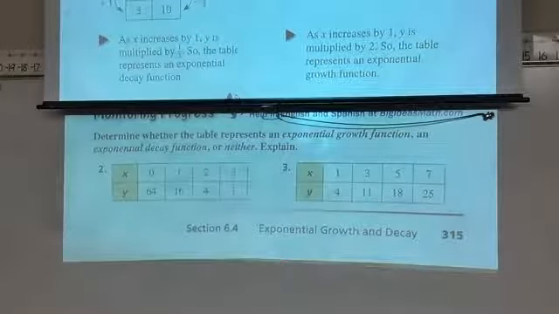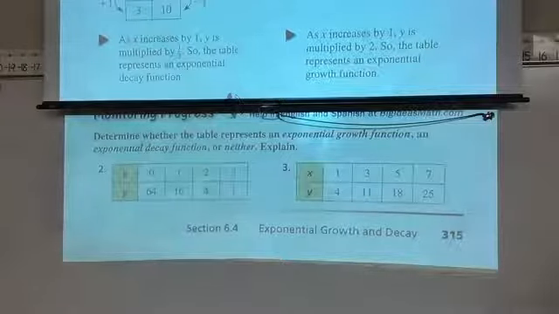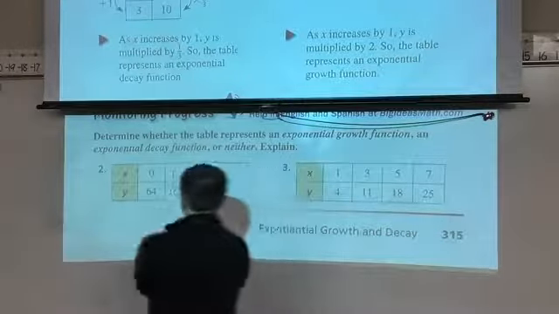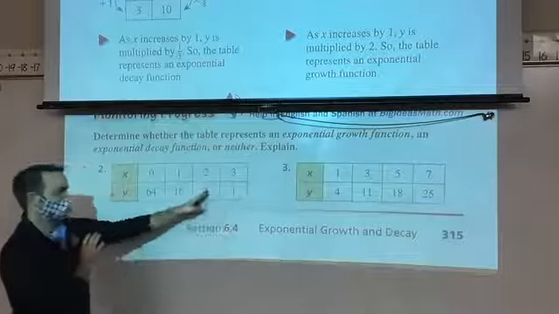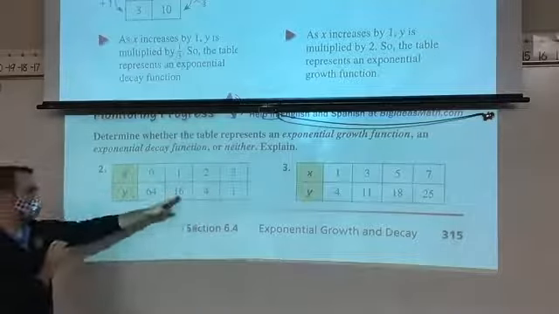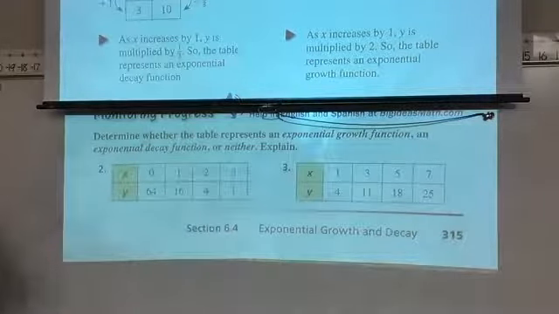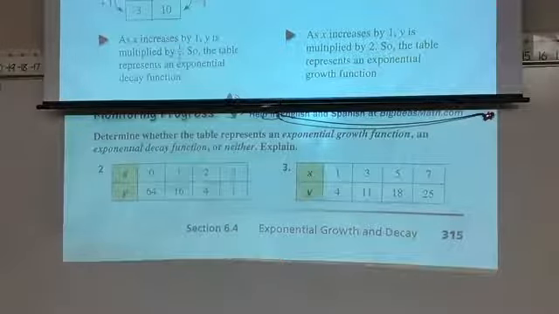We're going to use a calculator. Take one number and divide it by the one before it. Take that, divide it by 4. Take the 4, divide it by 16. 16 divided by 64. That should give you the same number every time if it's exponential. If it's not exponential, it won't give you the same number every time.